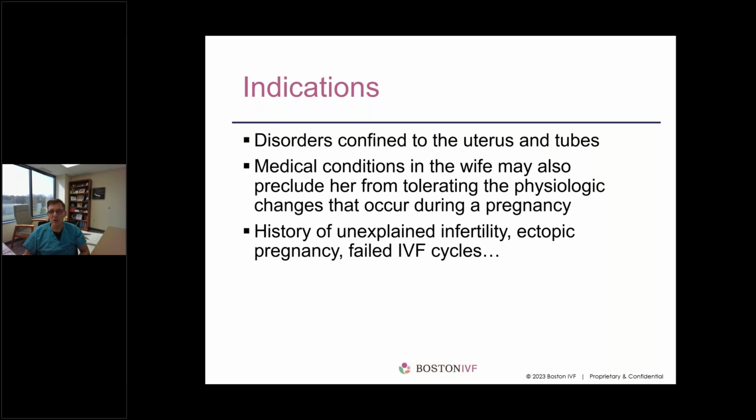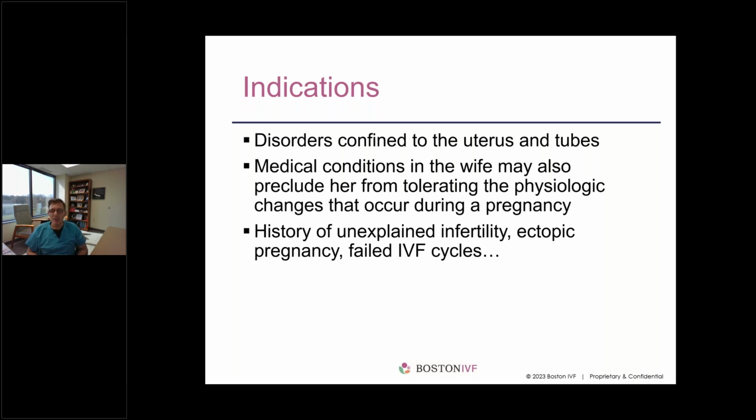People who have had complicated pregnancies previously, where they had severe preeclampsia at 24 weeks and had to deliver very, very early, and this repeated itself, and now they decided they cannot take this risk anymore and need a surrogate. But also we use it in people who had failed multiple IVF cycles.